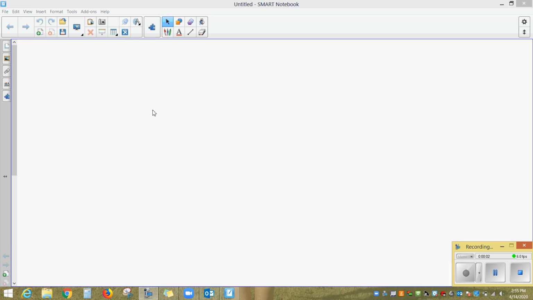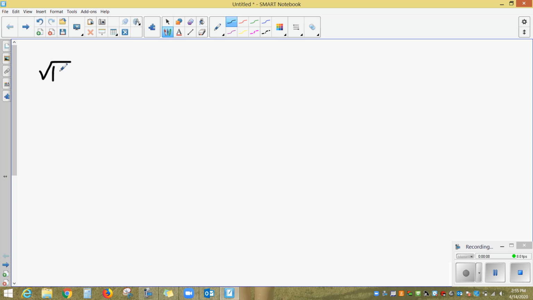Alright, so we're going to pick up where we left off with radical expressions the other day. When we were simplifying radicals, we said if I want the square root of 16, then I'm going to find the number that when I square it, I get 16. Or if I wanted the cube root of 125, I want to find the number that when I take it times itself 3 times, or when I cube it, I get 125.